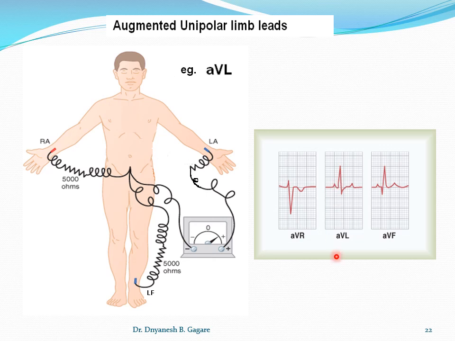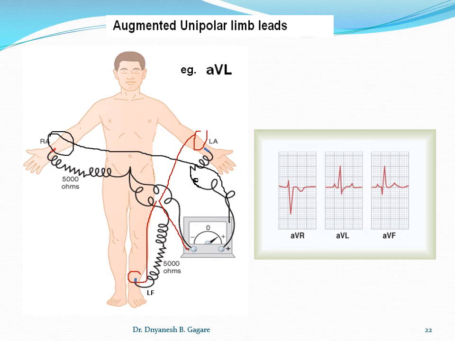Then in the second combination, if you have to record the ECG under AVR, how will you record? Here the recording is very simple. The positive terminal is simply connected to the right arm, and the remaining two points, this point and this point, are taken together and connected to the negative terminal, and it is called AVR.